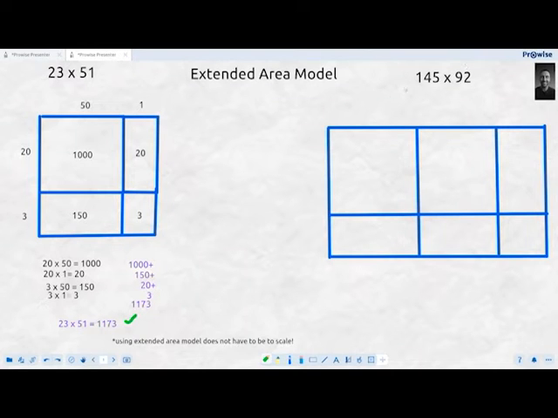They don't even have to be different sizes. They can all be the same size, as long as you know that you have to split up your multiplied numbers into their hundreds, tens, units, or whatever place.